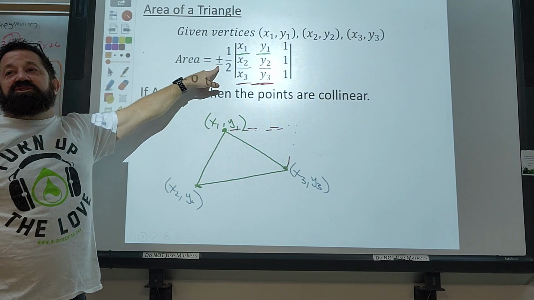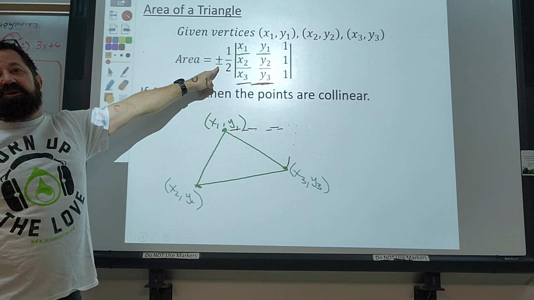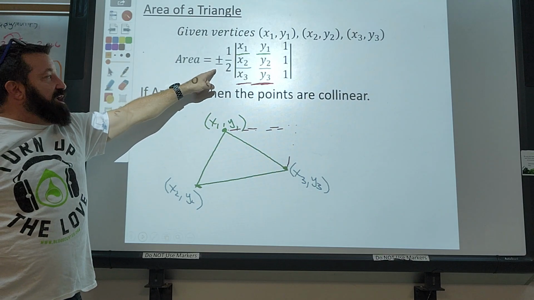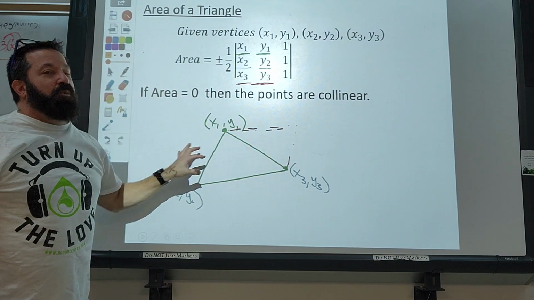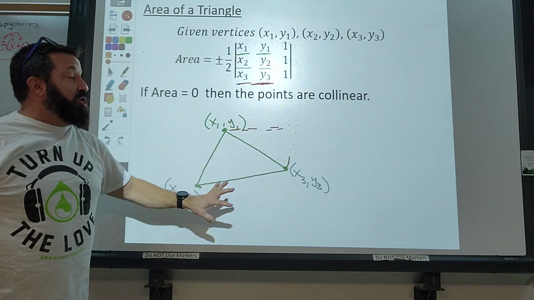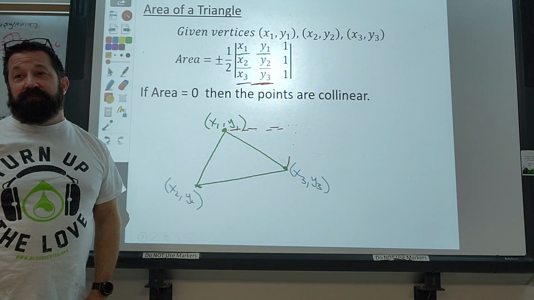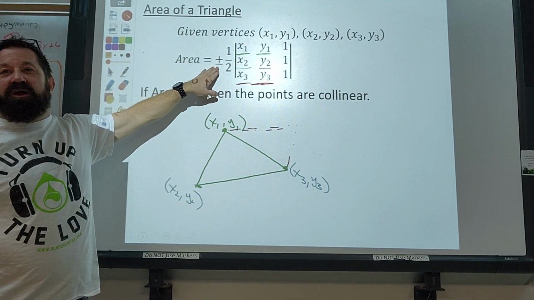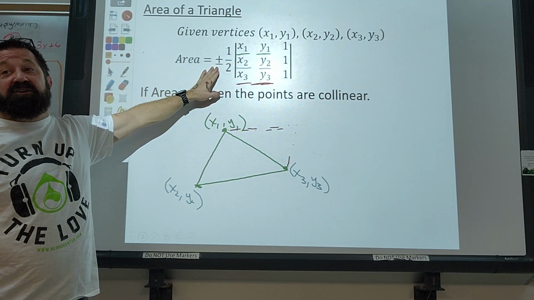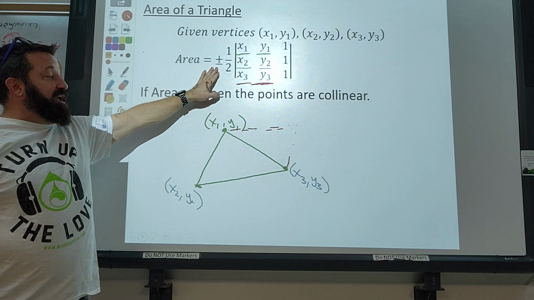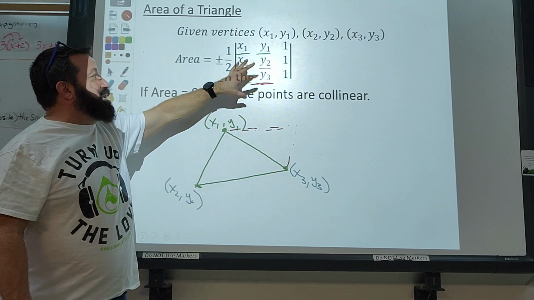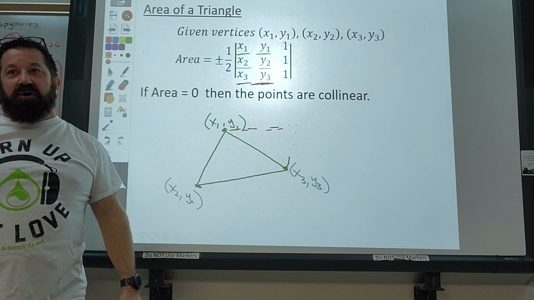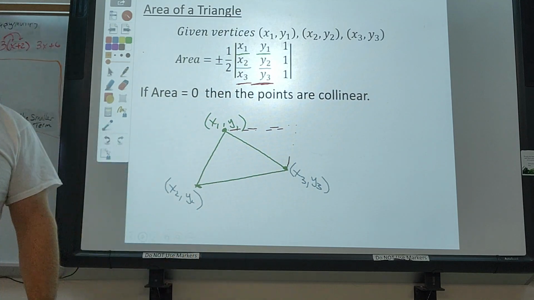The plus or minus does not mean there's 2 answers. The plus or minus is because, depending on what order you choose to put these in there, you might get a negative value. If you get a negative value for the determinant, then you use the negative 1/2 so that your area comes out to be a positive value. Okay? If the order that you put them in gives you a positive value, then use the positive 1/2. Okay, that's the only reason that that's there.